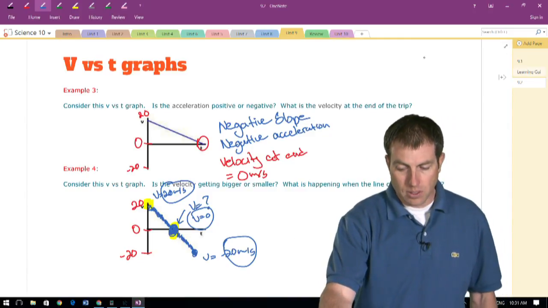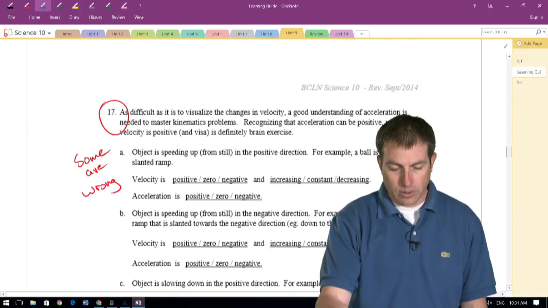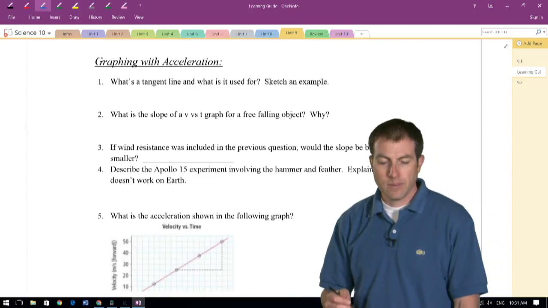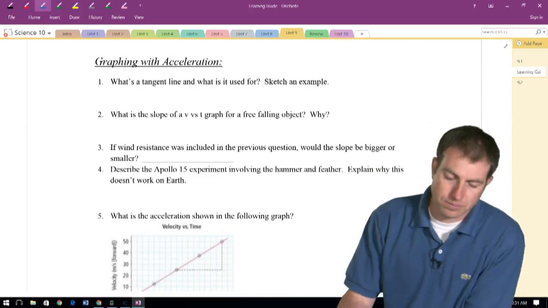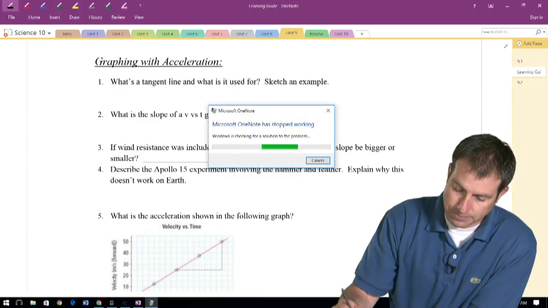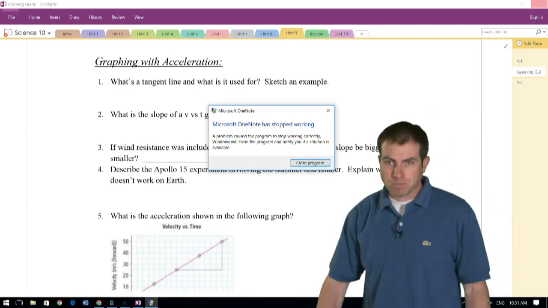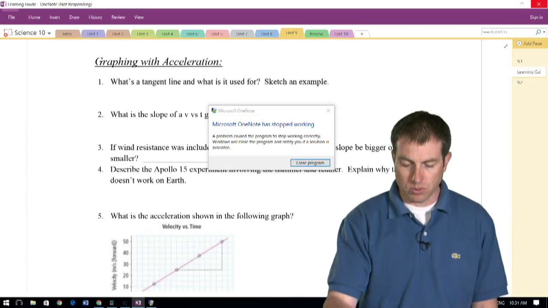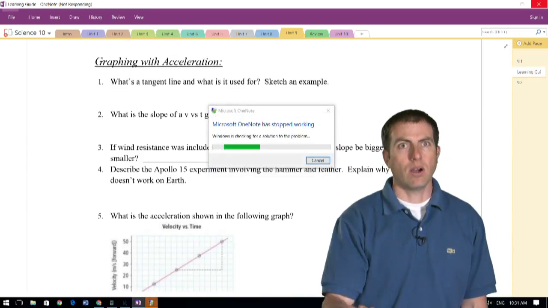All right, let's look at the learning guide. Section 9.2, graphing with acceleration. A tangent line we didn't talk about explicitly, but all of those little red lines I was drawing up at the top are tangent lines.